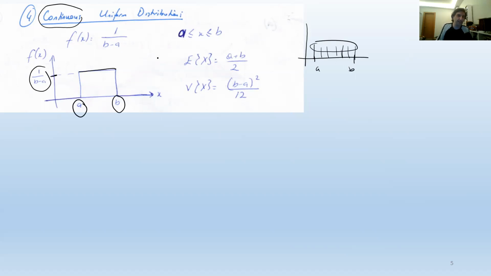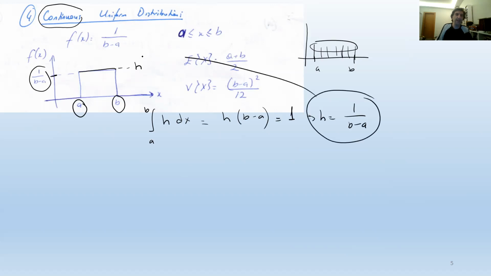function. The idea is very simple, because when you take the integral here, let's call the unknown height h. If we integrate it from a to b, this is going to be equal to h times b minus a. And note that this should satisfy the criterion that the result should be equal to 1. Therefore, h, this height, should be equal to 1 over b minus a. Therefore, the probability density function is going to be 1 over b minus a.